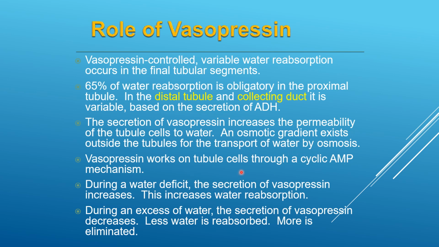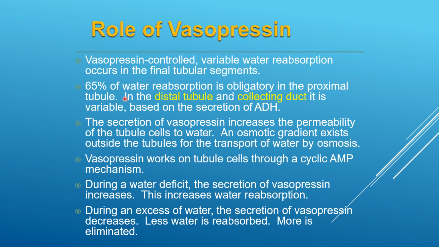Vasopressin works on the tubule cells through a cyclic AMP mechanism. During a water deficit, secretion of vasopressin increases, and this increases water reabsorption. The opposite occurs when there is excess of water. So vasopressin has a very important role in producing dilute or concentrated urine.